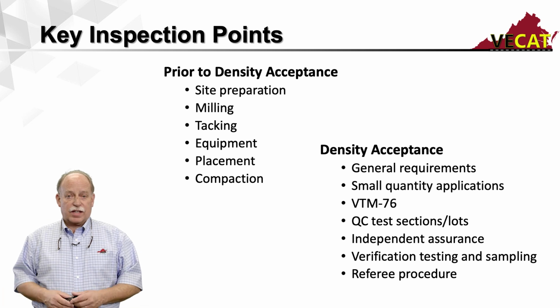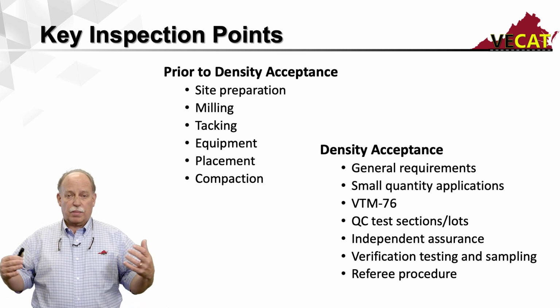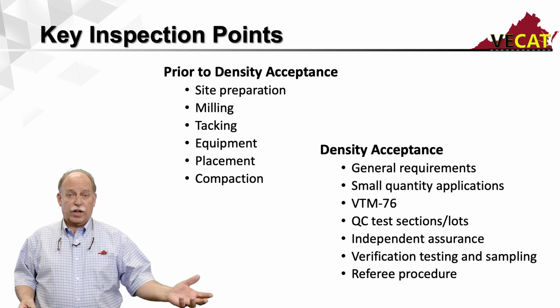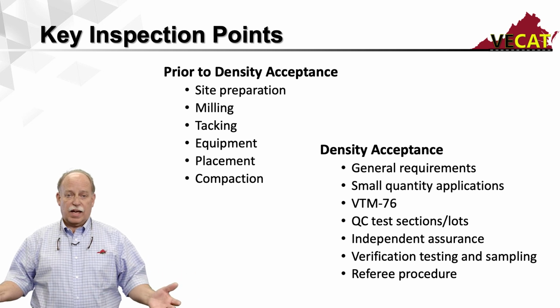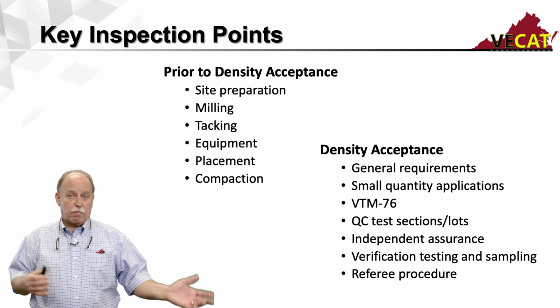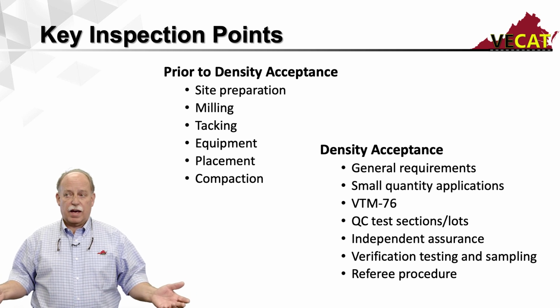And then you have density acceptance, where you have the general requirements that are associated with general density acceptance, and small quantity applications. Don't forget there's that VTM, the Virginia Test Method 76, which outlines much of that testing steps that you have to take through that. And you'll break it down into QC test lots and sections. That's whether you're using a method A for density or a method B for density. You have to keep all that in mind.